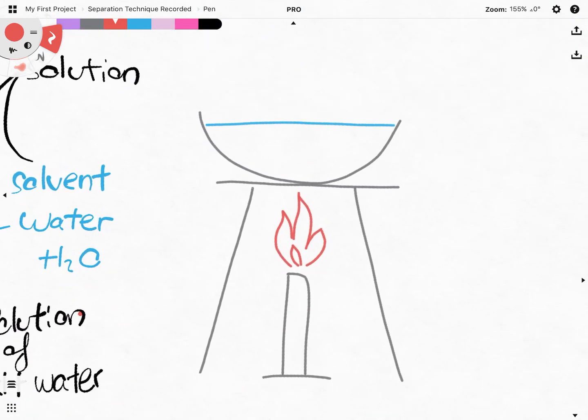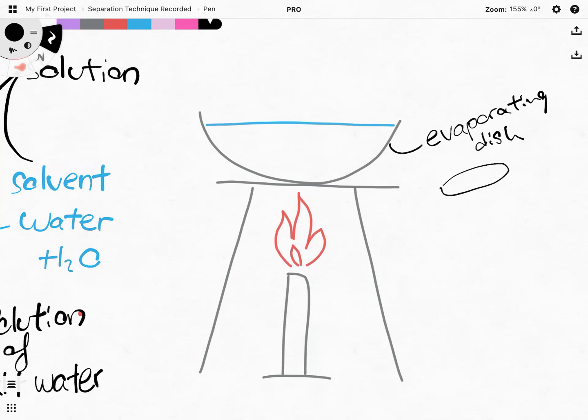Okay, now let's go into some of the apparatus that will help us achieve that. We need several things. Here, I have what I call an evaporating dish. Okay, an evaporating dish, this is the 2D version. It's a side view. If I were to look at it from a 3D perspective, an evaporating dish is like a bowl that's made out of ceramic. It's able to withstand high amounts of heat without breaking.